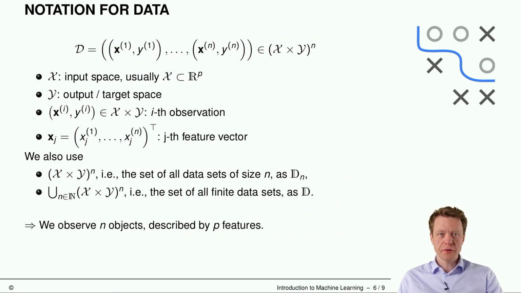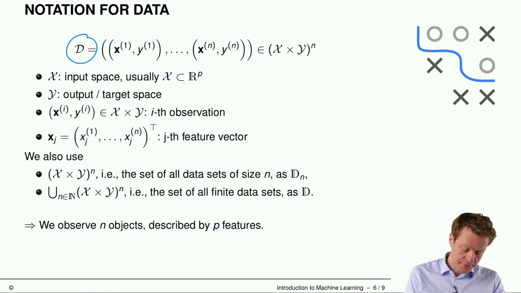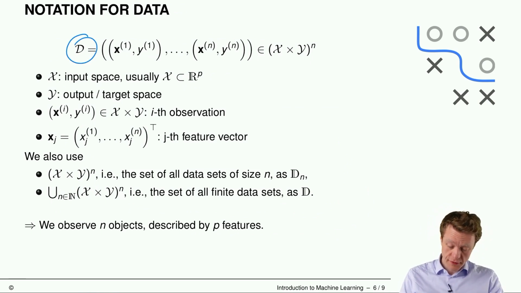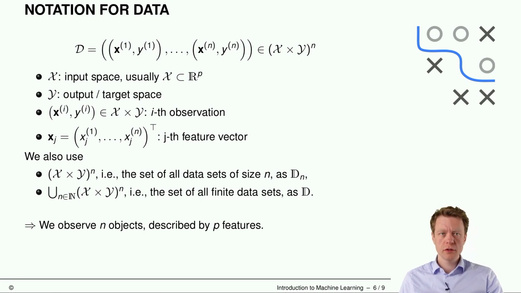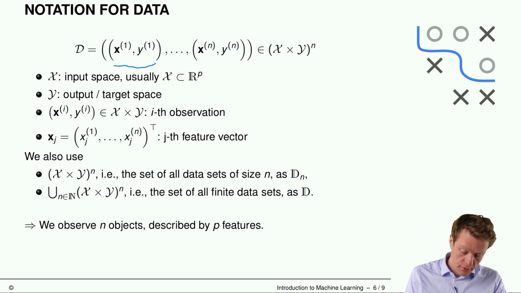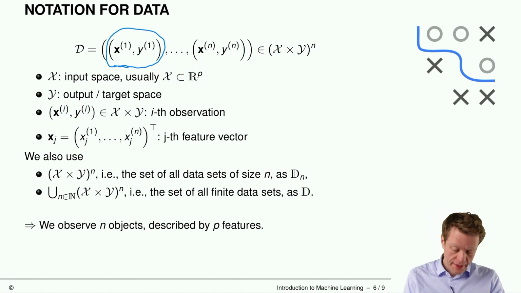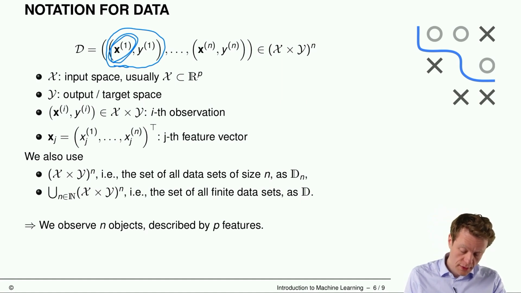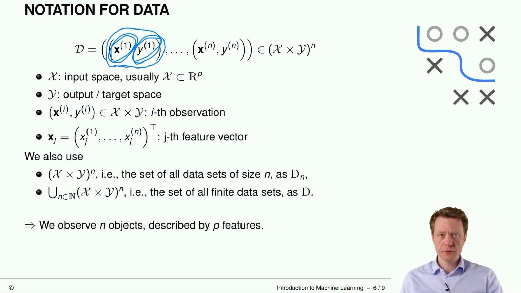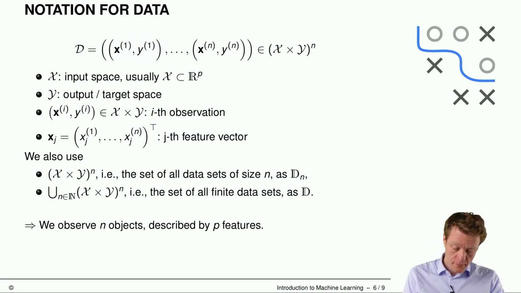Let's fix the notation for data. D is a data set, and D consists of tuples, in total n tuples, and each tuple is one row of the data set consisting of the features x of observation 1 and the target y of observation 1 in the first row, and then in the other rows the others follow. The data set lives in this space here.